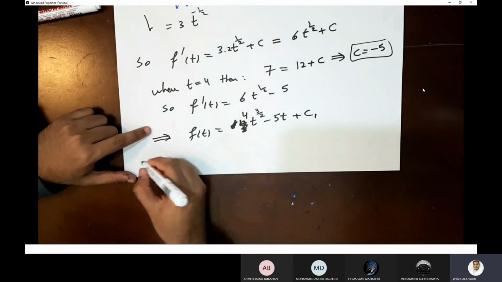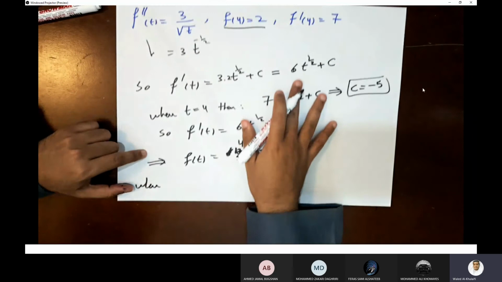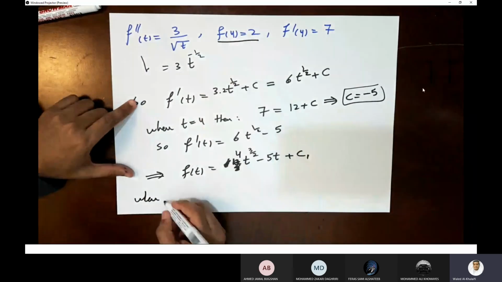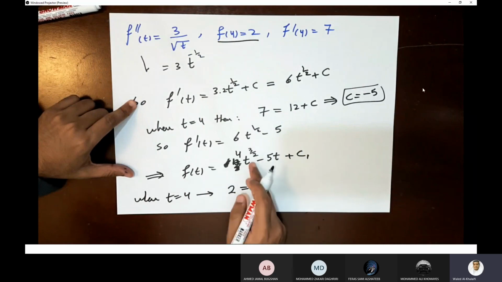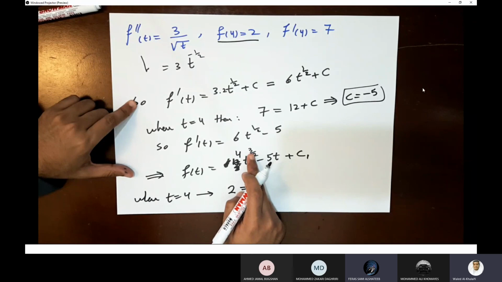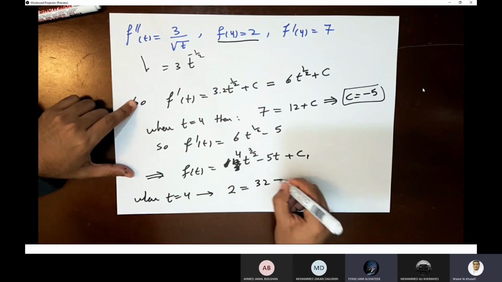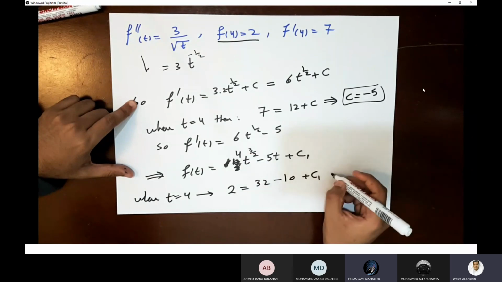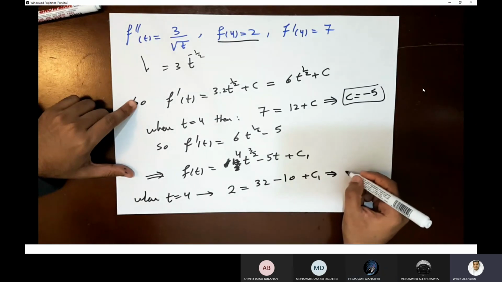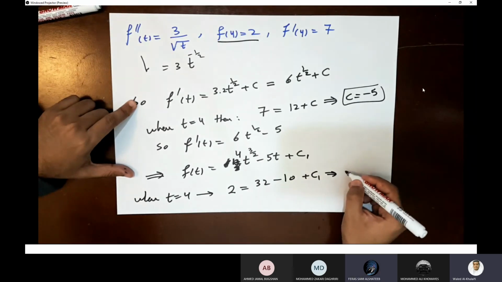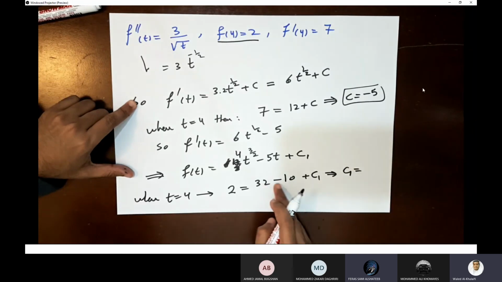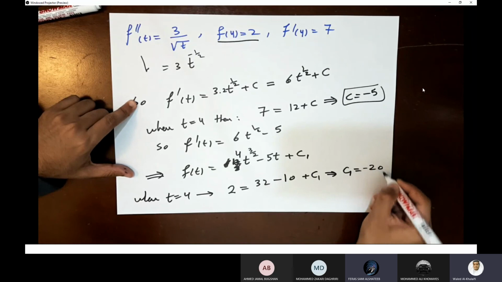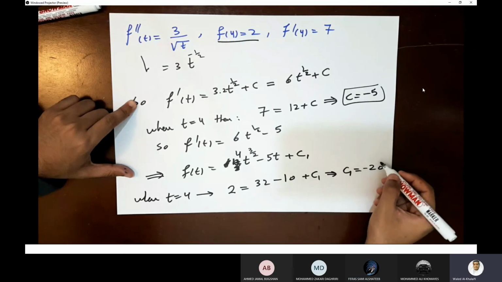Now I will use this. Sorry, I'm behind the camera. Okay, so we use this. When t equals 4, then you're going to have 2 equal. I substitute 4 here. What do we have, Shabab? 4 times 2 to the power 3, 8 times 4, 32, minus 10 plus c1. So this implies that c1 is negative 20. Now here we're going to have 22, so it's negative 20.